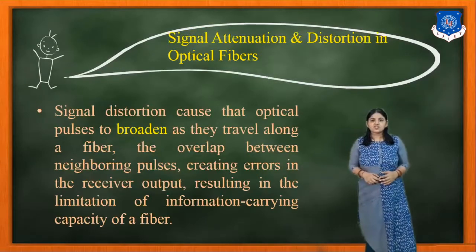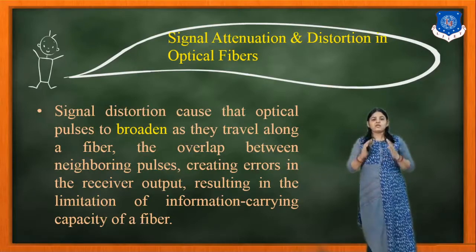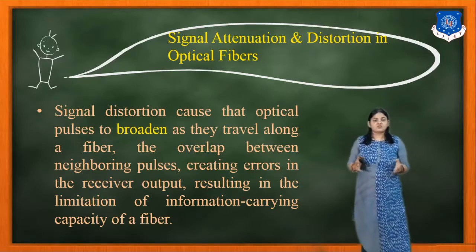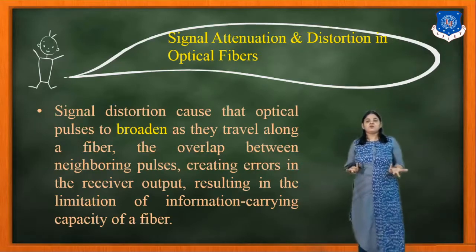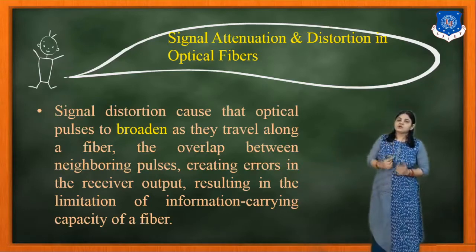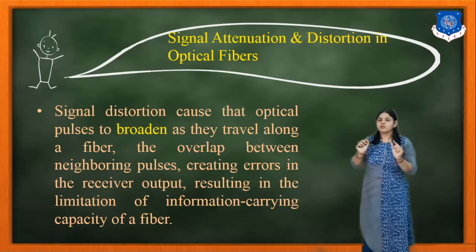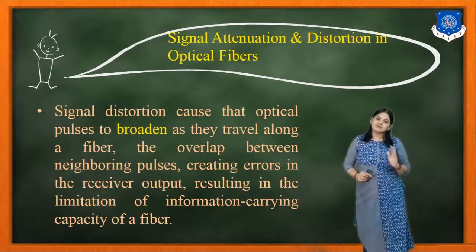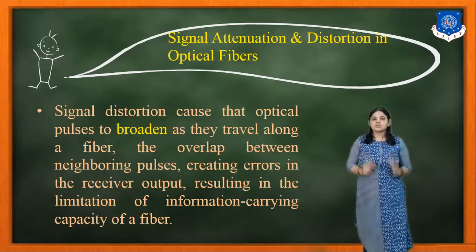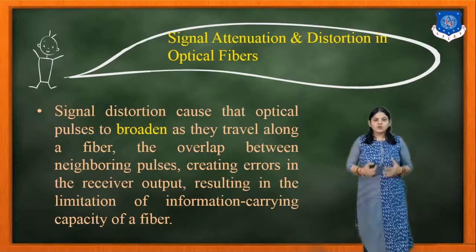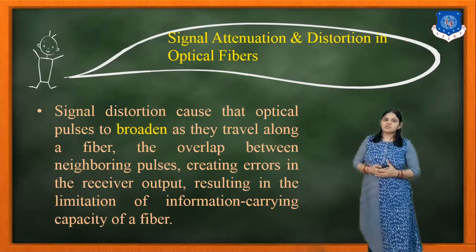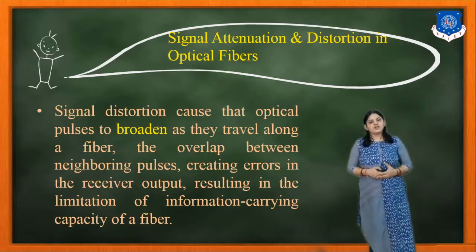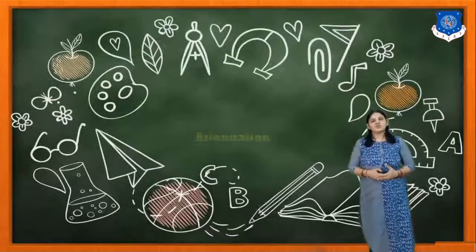So, signal distortion causes the optical pulses to broaden. In one line, whatever the input pulse is, if you get that pulse broadened at the output end, that signifies the distortion in the transmission. The overlapping pulses create errors in the receiver output, resulting in a limitation of the information carrying capacity of the fiber.